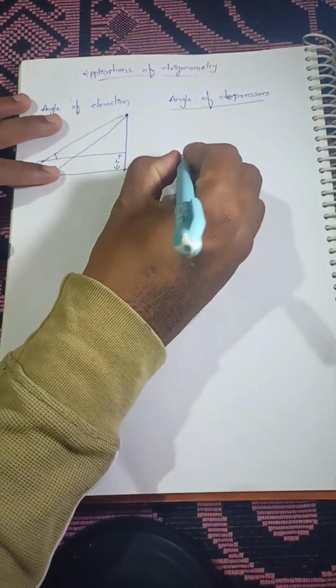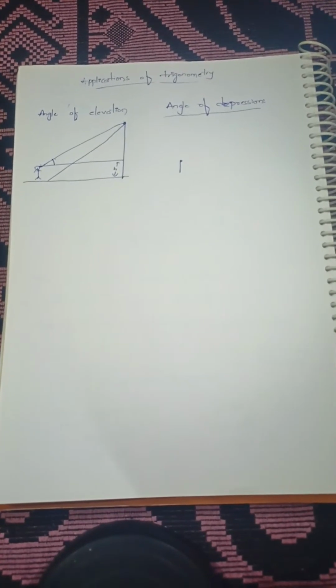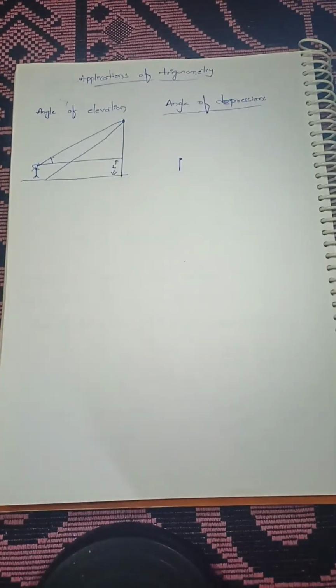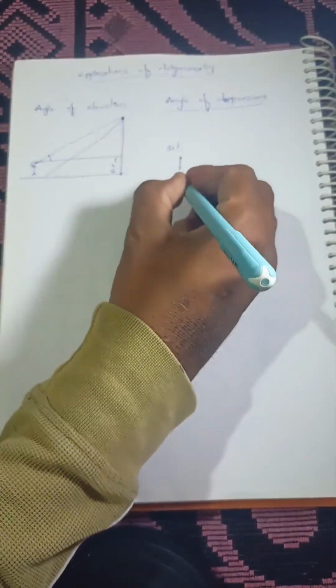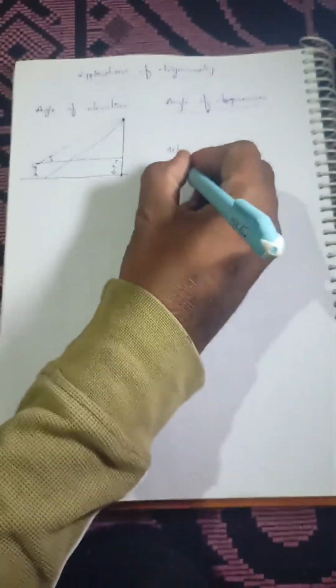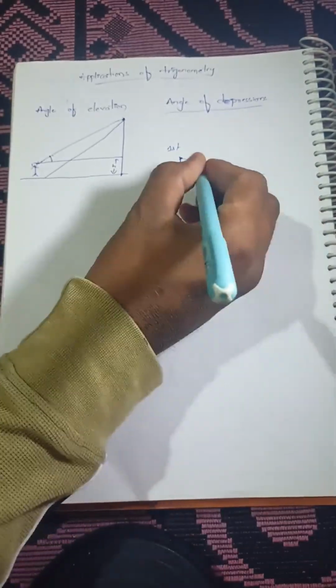So what is angle of depression? What is angle of depression? For example, we know the river. If you are standing on a building, for example on the first floor of the building, and you want to find out the ground floor of the building, when you are observing that, that is called angle of depression.